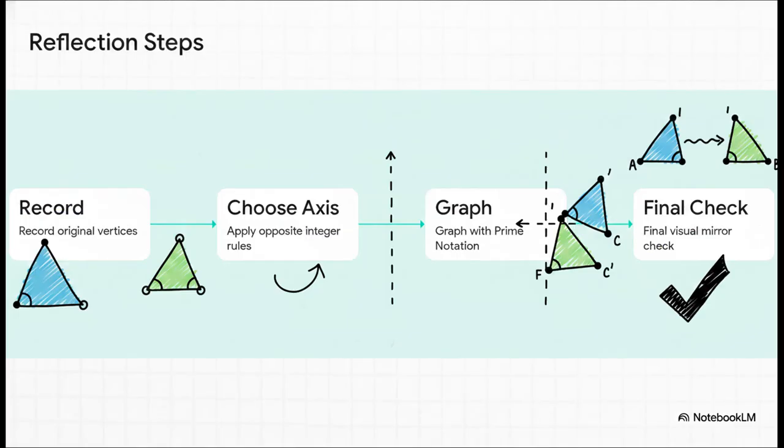Your exam steps are pretty similar to sliding, but the execution is definitely different. First, record the original vertices. Second, identify your axis and strictly apply that opposite integer rule we literally just talked about. Third, graph the new points using prime notation. And fourth, always do a final visual check to ensure it actually looks like a mirror reflection.